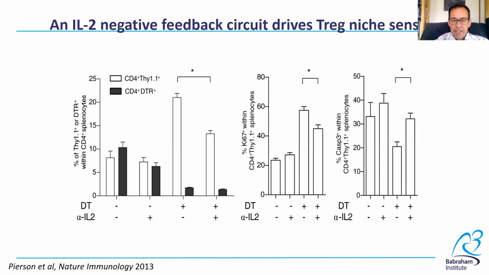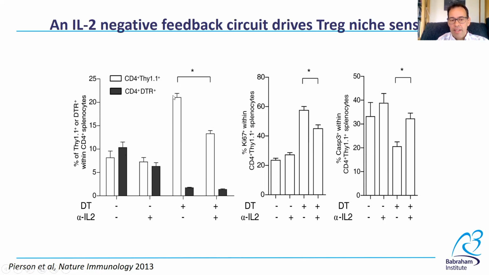We're now looking here at the response of the regulatory T cells to losing half of the population. So what we've got in each case here is the white bars are the Thy-1.1 positive Tregs. So these are the resistant Tregs. The black bars are the DTR positive Tregs. So these are the Tregs that we can delete. They're normally 50-50. If we deplete with diphtheria toxin, you see a collapse in the number of the DTR positive Tregs and a large increase in the number of Thy-1.1 positive Tregs.